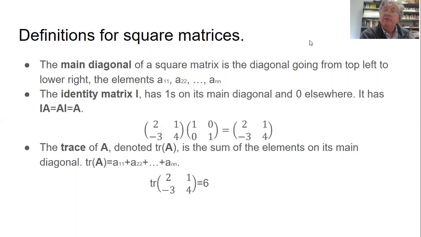Now, there are two important functions on square matrices that we deal with. The first is the trace, and that's the sum of the elements on its main diagonal. So, for example, the trace of the matrix 2, 1, minus 3, 4: the main diagonal is 2, 4. 2 plus 4 is 6, so the trace of that matrix is 6. You can think of the trace as a kind of derivative of the determinant, but that's nothing to do with us for this class.